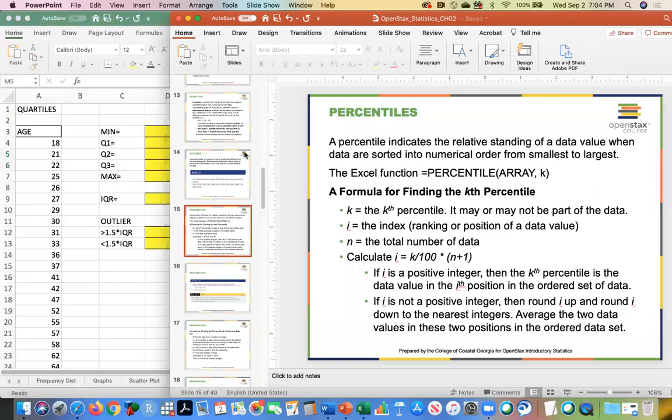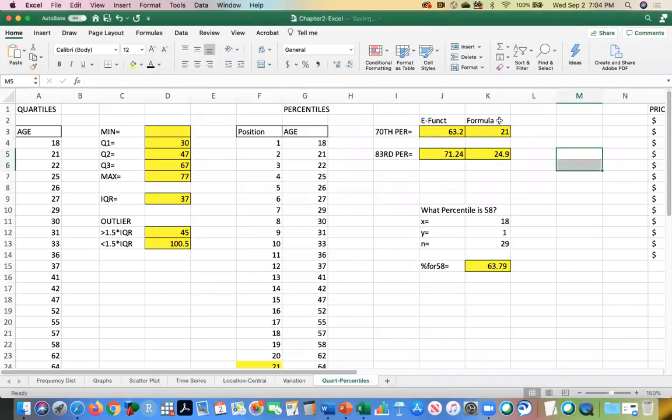Let me close this once and for all. So we have the percentiles, and this is the formula for finding the kth percentile. So we can use this formula, and remember, if it's a positive integer, you use the ith value in this data set. So in this case, we found out that according to the formula, position 21 represents the 70th percentile.